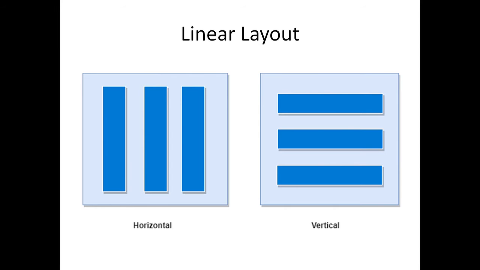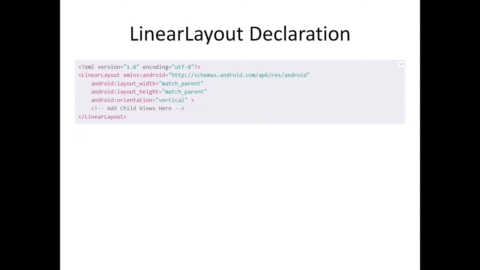We can define the linear layout in an Android application as shown on the screen. In the XML file, we have to define the tag called LinearLayout with capital L. After that, we can define the attributes of this linear layout like layout width, layout height and the orientation of this layout as vertical or horizontal.